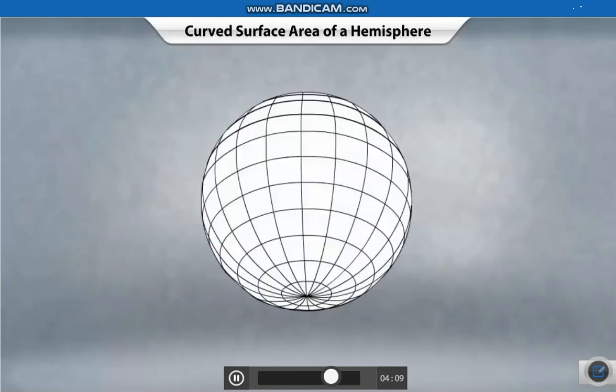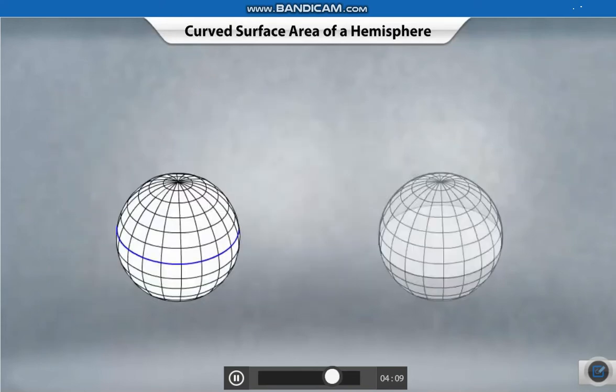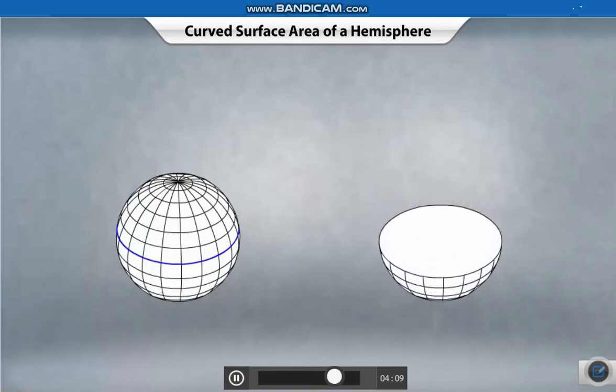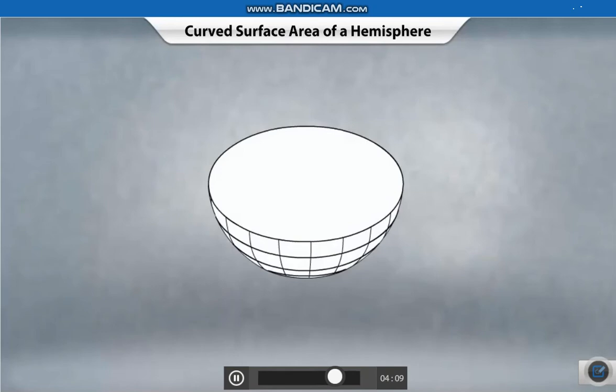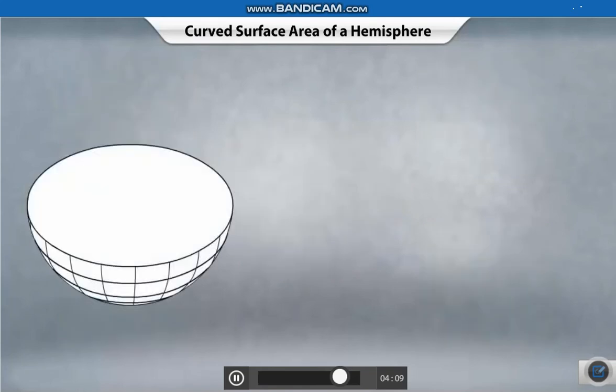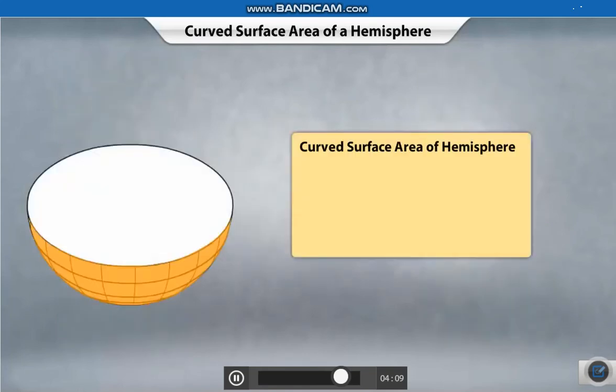What happens when you cut a sphere in half? You will get half a sphere, or a hemisphere. The hemisphere has 2 surfaces, one curved surface and one flat circular surface, along which the original sphere was cut. The curved surface area is half the surface area of the sphere. So we can find the same by just dividing the surface area of the sphere by 2.